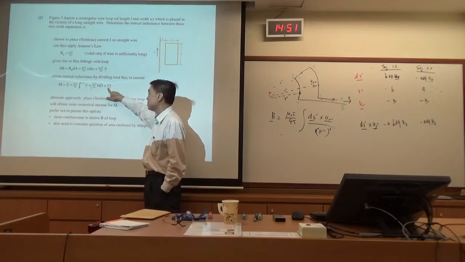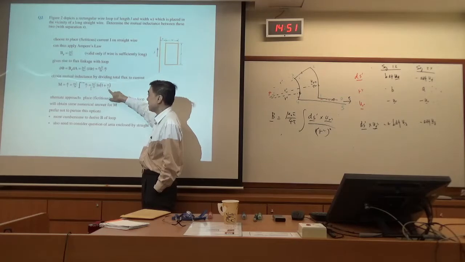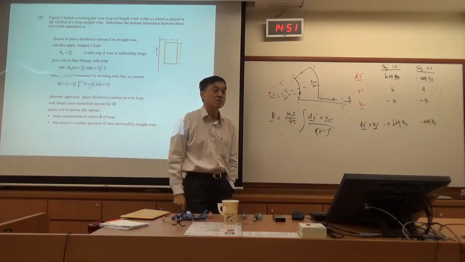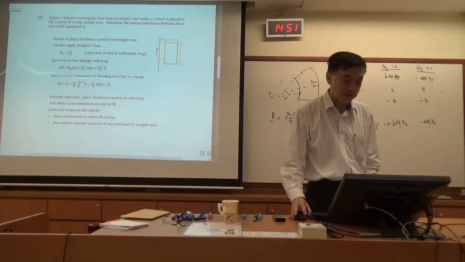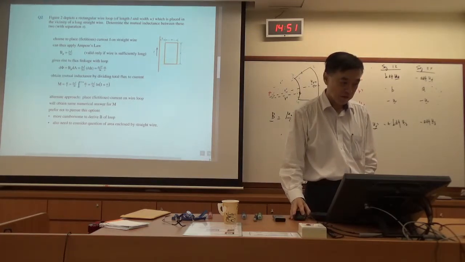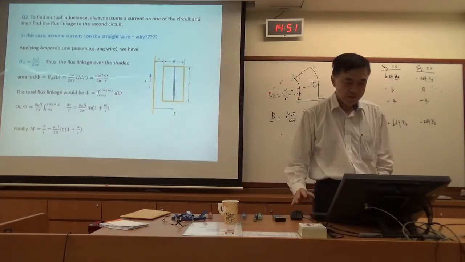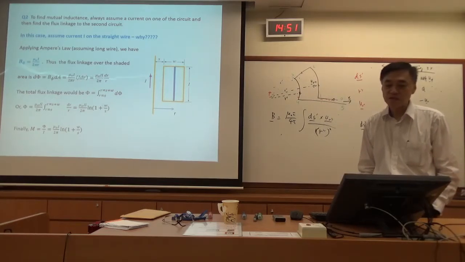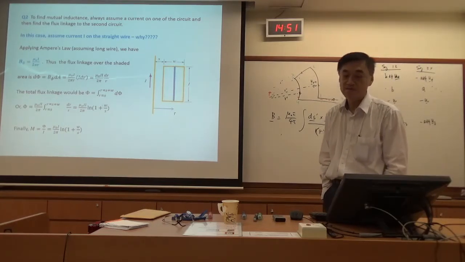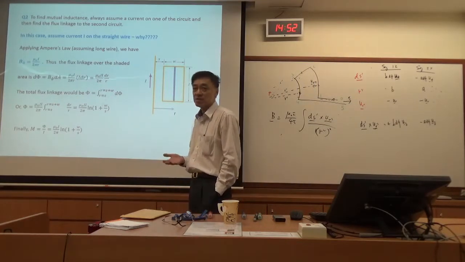And in the answer here, S plays a part. L plays a part, W plays a part, S also plays a part. So mutual inductance depends a lot on the spacing as well. To find the mutual inductance, always assume a current on one of the circuits and then find the flux linkage to the second circuit. This is always done that way.